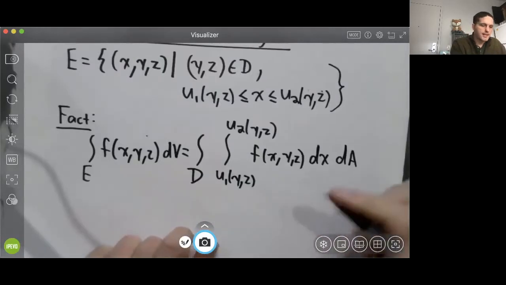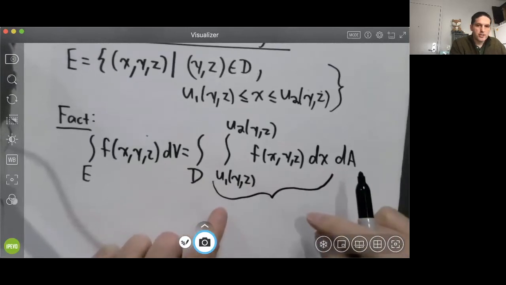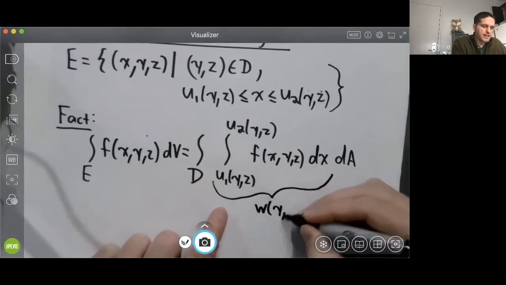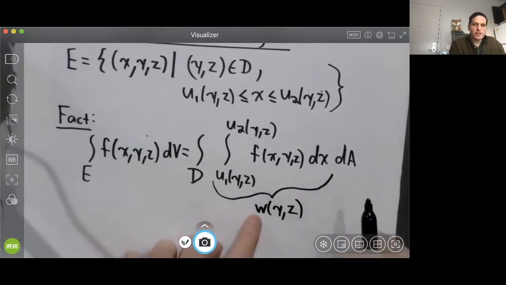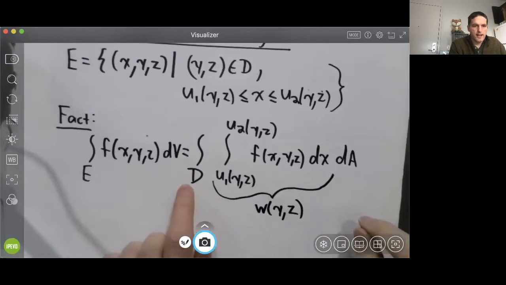In this case, this expression here can be viewed as a function of y and z. We could call this w of y comma z. And this function of 2 variables is being integrated over this region D, which is a region in the YZ plane. And once again, we have 2 separate cases to consider. Case 1 is where D is a type 1 region in the YZ plane, and case 2 is where D is a type 2 region in the YZ plane.